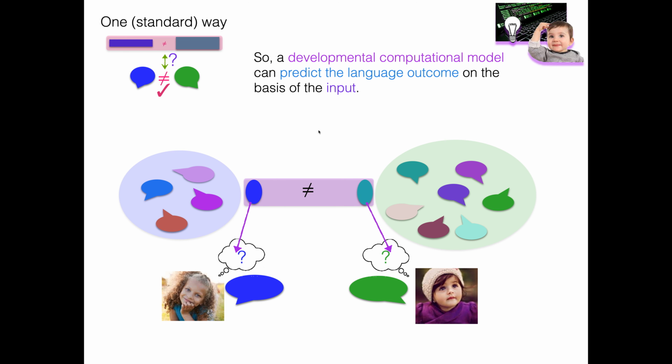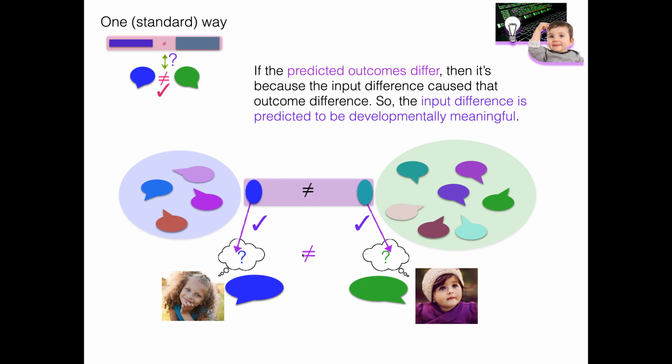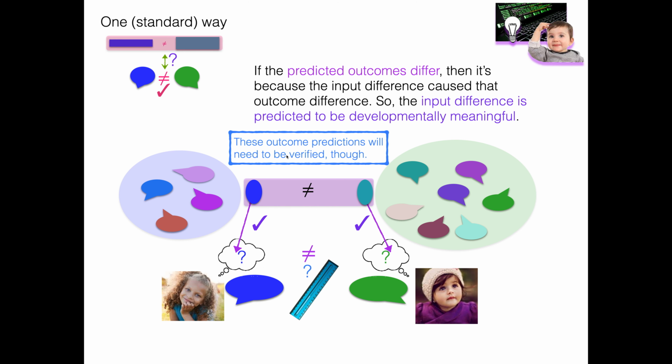So, again, just in a nutshell, a developmental computational model can predict the language outcome on the basis of the input, again, because it's implementing a specific learning theory that specifies that. So if the predicted outcomes differ, then it's because the input difference caused that outcome difference. That's how the learning theory works. So the input difference is therefore predicted to be developmentally meaningful because it would cause this predicted outcome difference, right? Of course, any outcome predictions need to be verified, but you can at least say it's potentially developmentally meaningful on the basis of this learning theory implemented in the model.